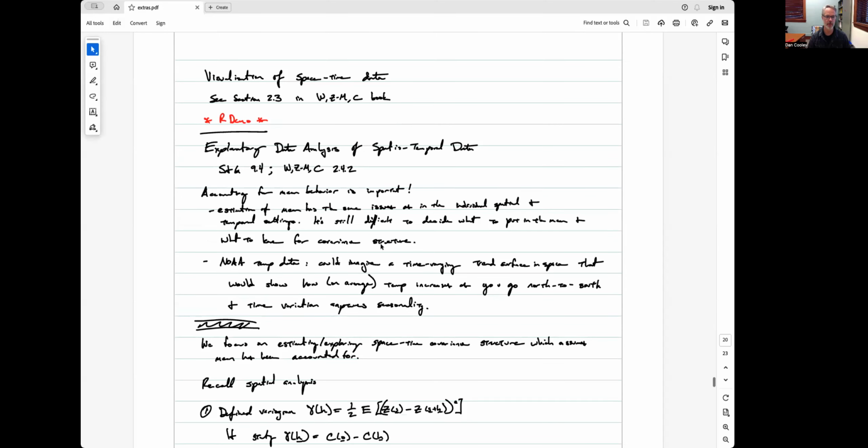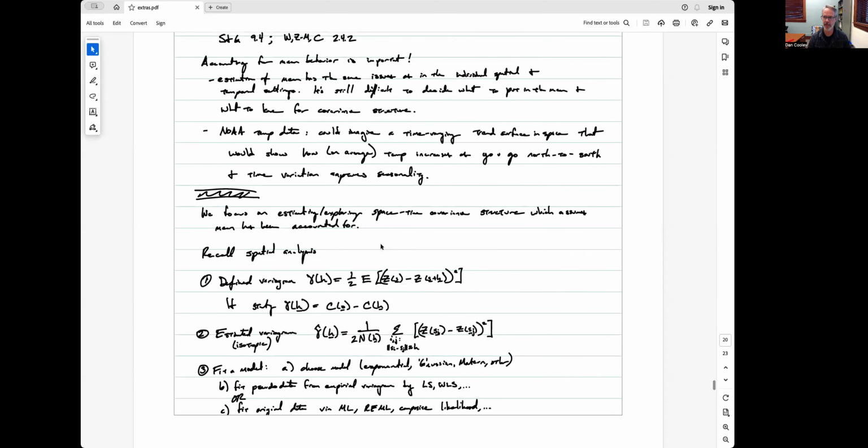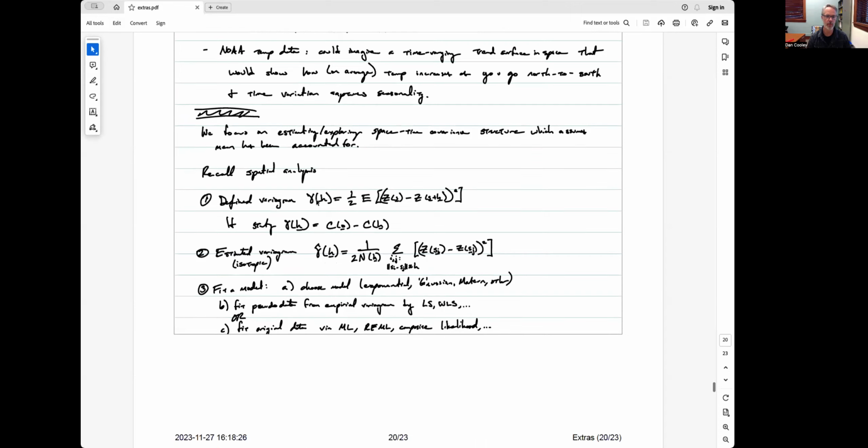And that's where I want to pick up. So if you remember how this worked when we were dealing with just space and not time, we defined the variogram to be 1/2 the expected value of Z(s) minus Z(s+h) squared. That was the variogram at lag h. If it's isotropic, this h is just a scalar of distance rather than direction.